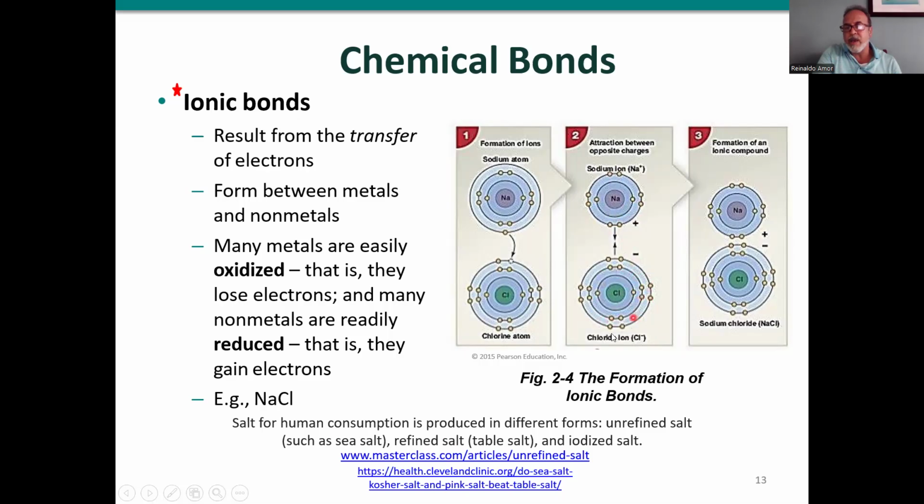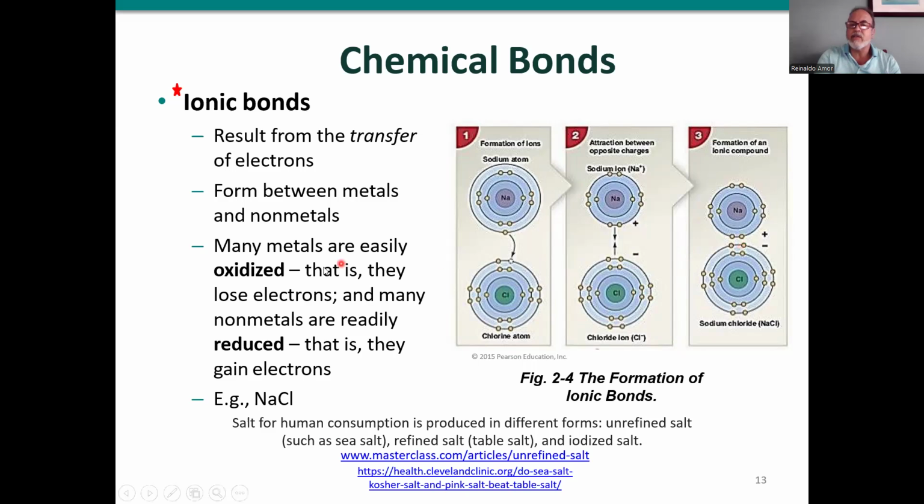Okay, so now we call this a sodium ion, and we call this a chloride ion. We're not calling this chlorine anymore. This is a chlorine atom. This is a chloride ion. Since both of them have opposite charges, they attract. And what type of bond do they form? An ionic bond. Done. Ionic bond is a transfer of electrons from one atom to the other.